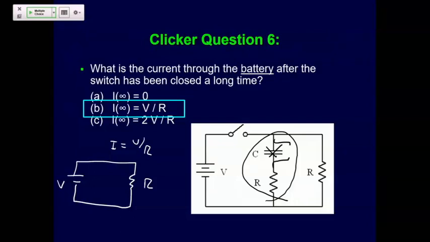Even though you can't go this way, once I close this switch, there's a total path for the current to come through over here. So the capacitor basically acts like a break in the wire here, but that doesn't affect the outside part of the loop. Other questions on that?